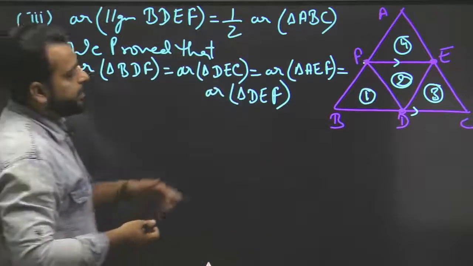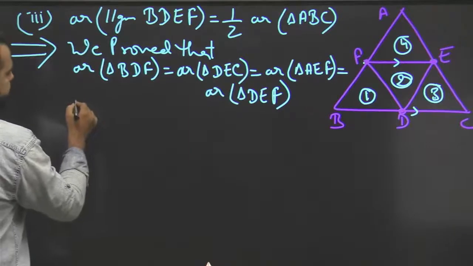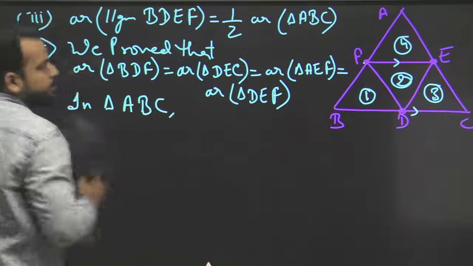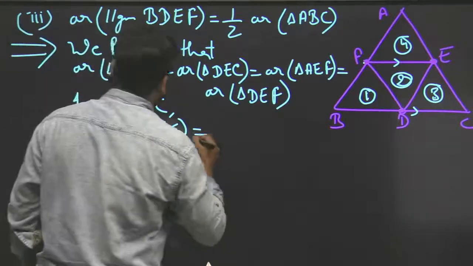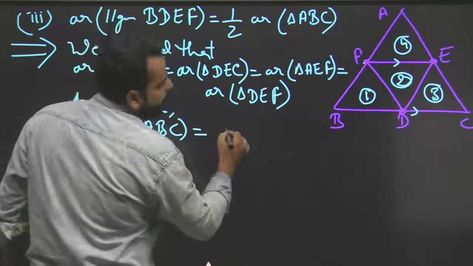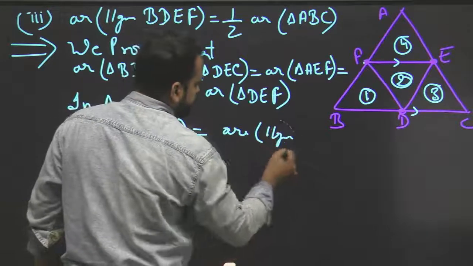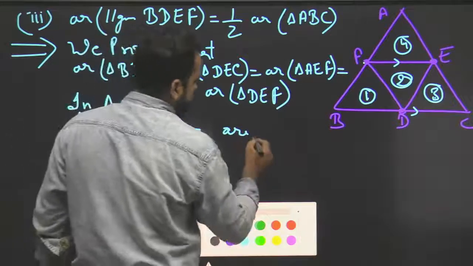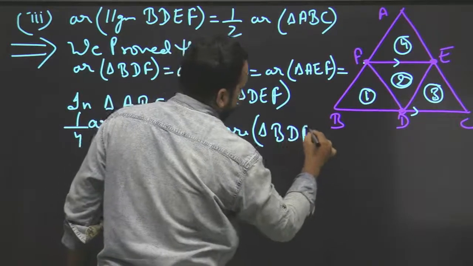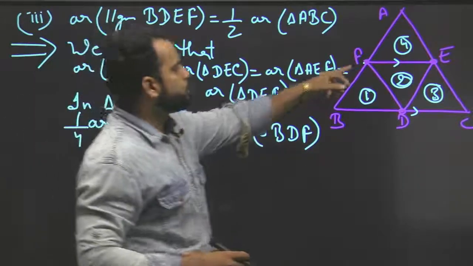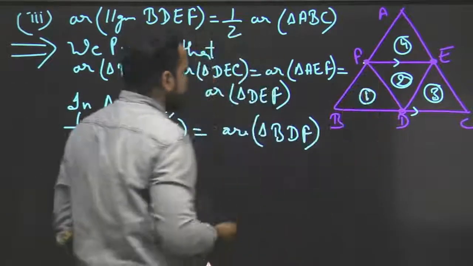BDEF is formed by twice the triangle BDF. Okay, so if we are comparing it with the full triangle ABC, we proved that 1/4 of the triangle ABC is equal to the area of triangle BDF. Okay, let's take this triangle first, BDF. If we are comparing the full triangle with the single portion, triangle BDF, then this area is 1/4 of the full triangle ABC.